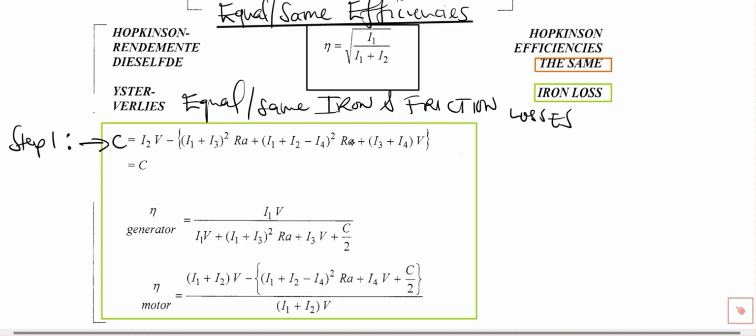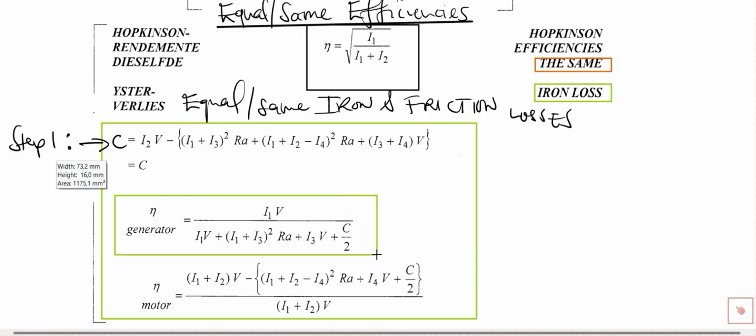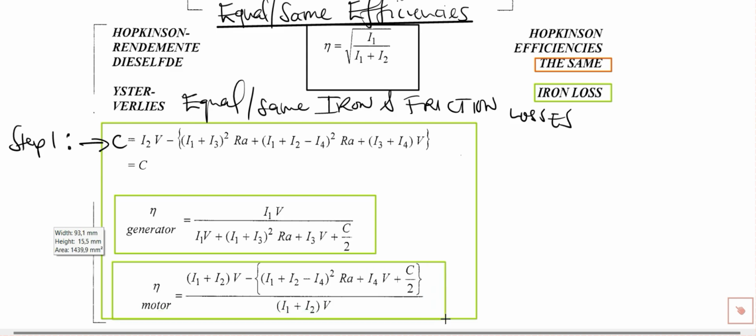After you find C, when they say calculate the efficiency for equal iron and friction losses for a generator or a motor, then you will see whether it's a generator, in which case you use this one, or a motor, in which case you use the next equation. At the end you just need to remember to multiply both of these efficiencies by 100% as it is standard. Now you'll notice that in the formulas there's a C over 2. So after you find your C value, make sure you divide it by 2 so that you can substitute it there as a final value.